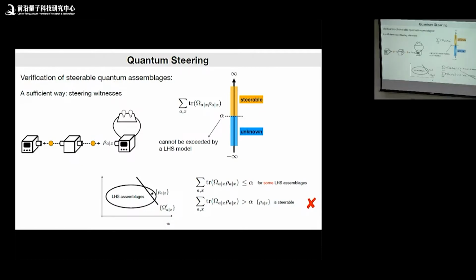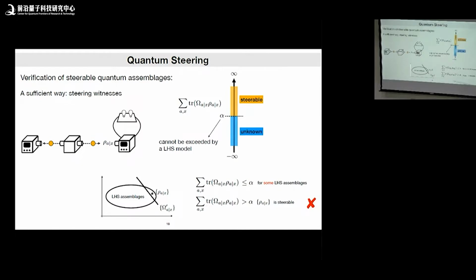This situation does not hold for all local density assemblages, but for some. Then this means that even if we obtain a value greater than alpha, this assemblage is sometimes also in this local density model, and we cannot judge that it is steerable. So to deal with this situation, we need some powerful tool.